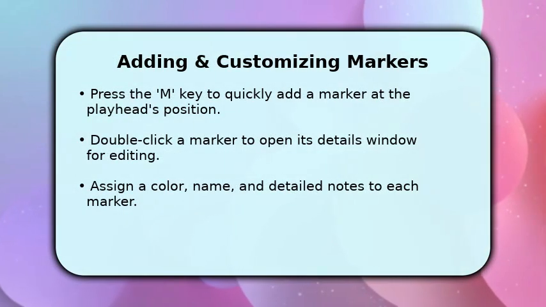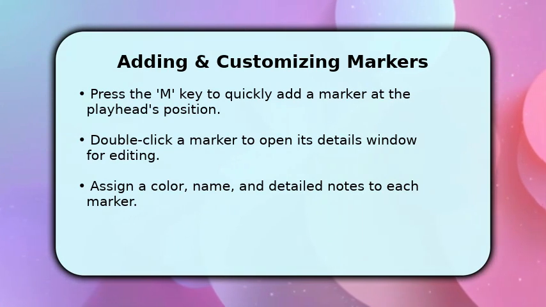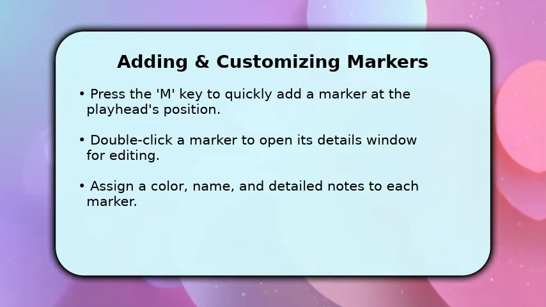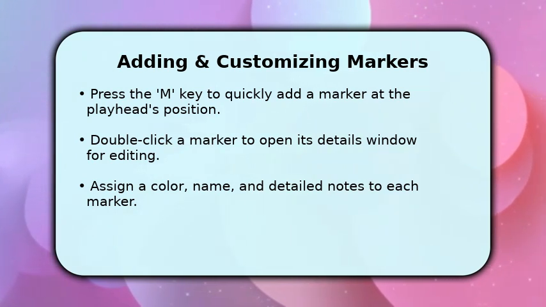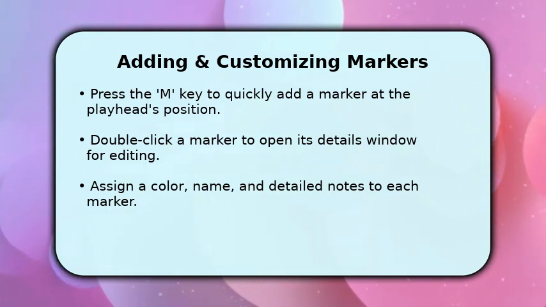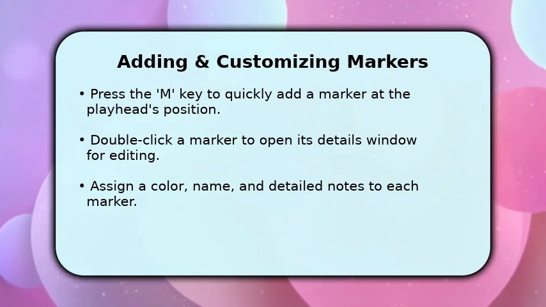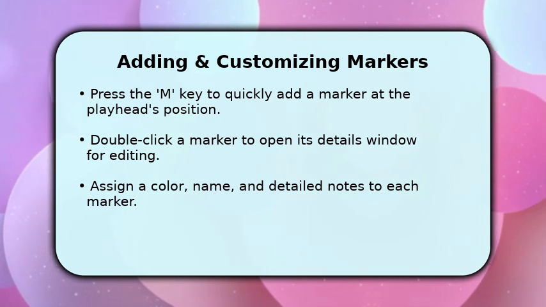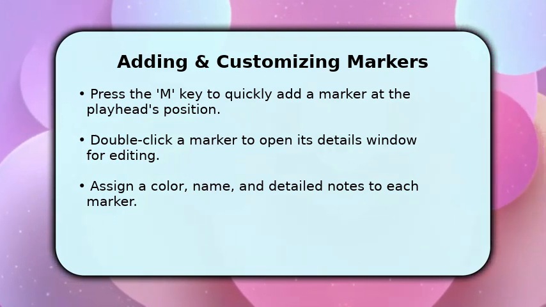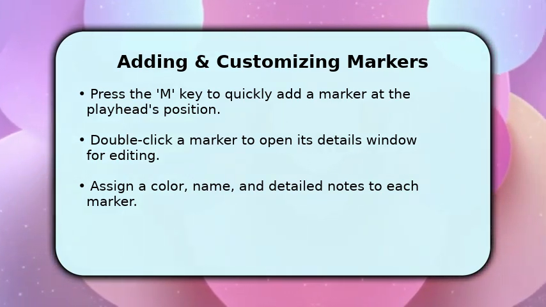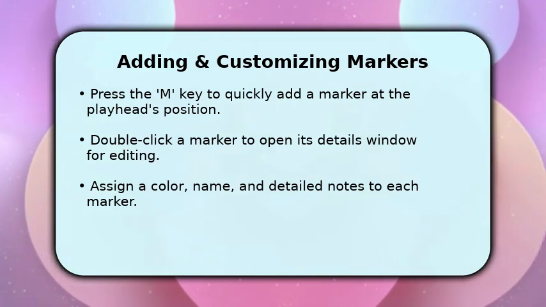Adding a marker is super simple. Just press the M key on your keyboard at the desired spot. This places a default marker. To customize it, double-click the marker to open its details window. Here, you can assign one of 8 distinct colors, give it a descriptive name, and add comprehensive notes. You can also set a duration, transforming it into a range marker for specific sections.